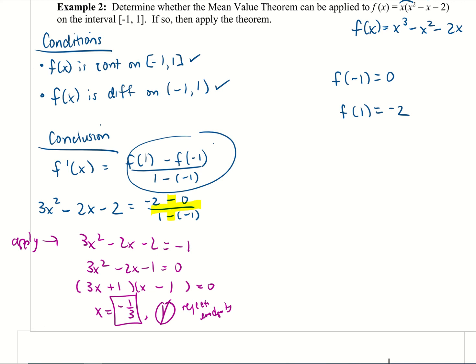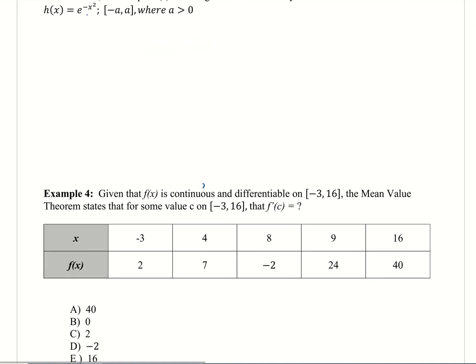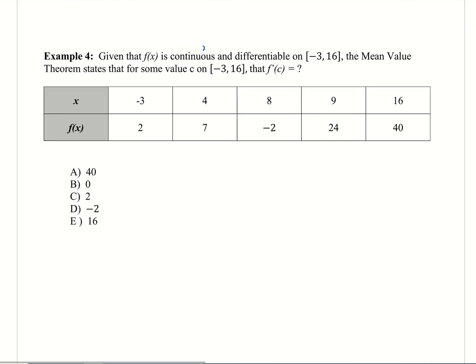Now, sometimes they might say find the value that f prime of x equals. If that happens, then that means find the slope, which we're going to skip 3 for the moment. That's going to be what happens in 4.